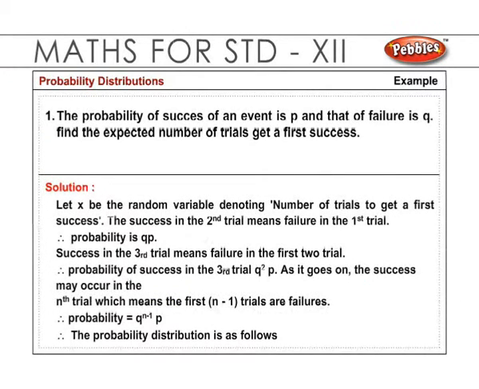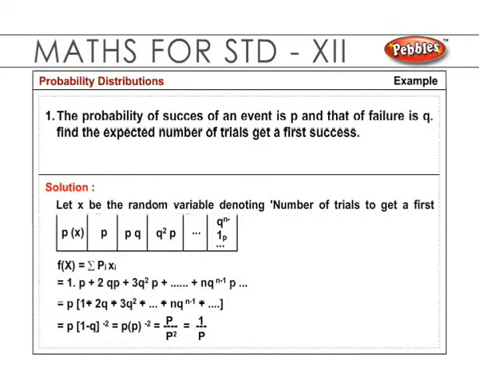Let x be the random variable denoting the number of trials to get a first success. Success in the second trial means failure in the first trial. Probability of success in the third trial is q squared p. As it goes on, the success may occur in the nth trial, which means n minus 1 trials are failures. Therefore, probability is equal to q power n minus 1 p.